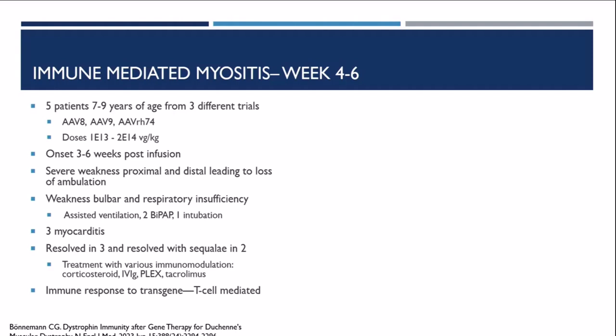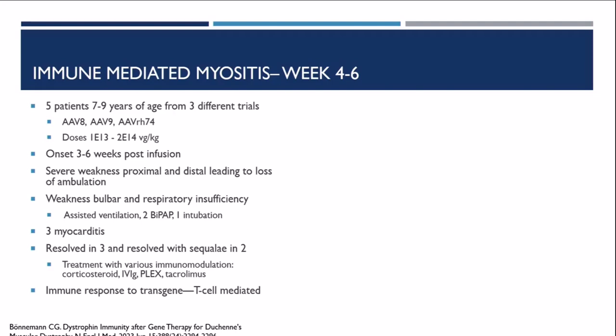So 5 patients were observed. They all followed this similar pattern. They were dosed with different vectors, different doses, but all in that 3 to 6 week period post-infusion had a severe sudden onset of proximal muscle weakness leading to loss of ambulation. And in some cases, bulbar weakness that led to respiratory insufficiency and assisted ventilation. In 3 cases, there was some myocarditis involved with that. In all cases, they resolved, at least 3 cases; 2 were resolved with sequelae, and treated with a variety of different immunosuppressive regimens. And these are really thought to be an immune response to the transgene itself.